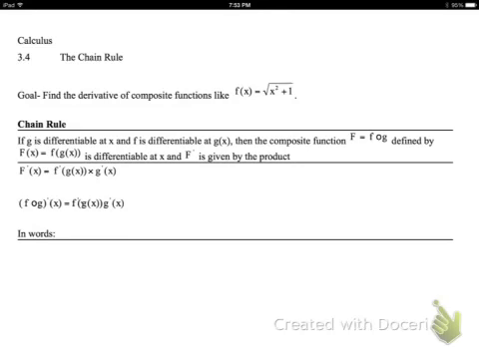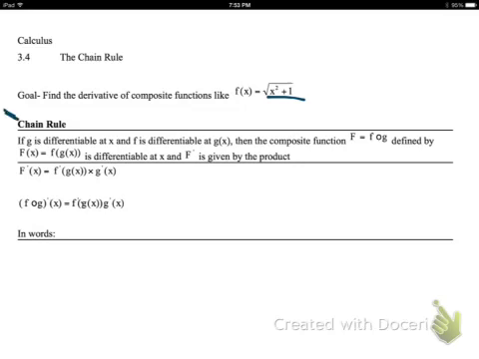So section 3.4 is called the chain rule. Now we're progressing to functions that have the composition of two functions. The goal is to find the derivative of a composite function. Basically, you have an inside and you have an outside. In this function, the outside function I would look at is the square root, and the inside is x squared plus 1. So in order to do this, there are really two different functions going on.